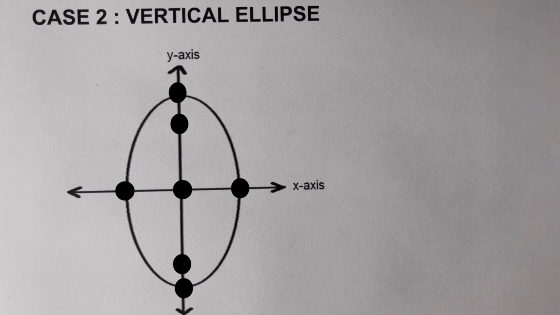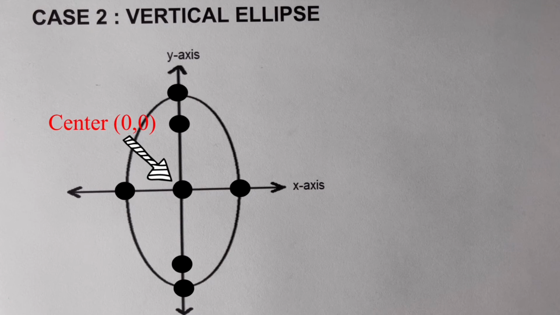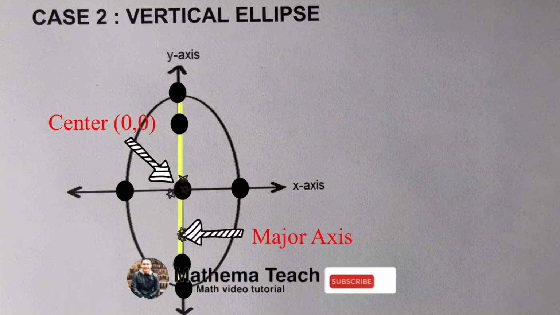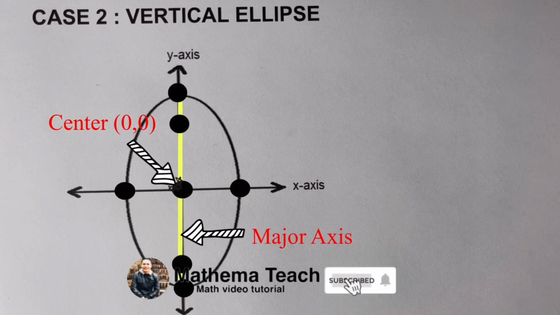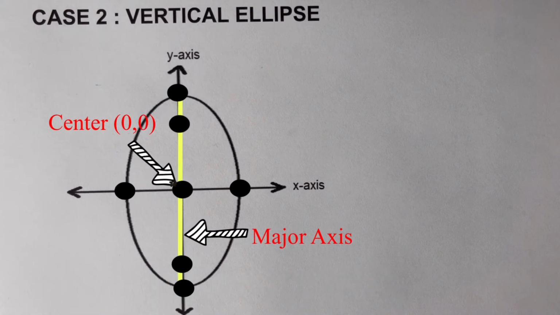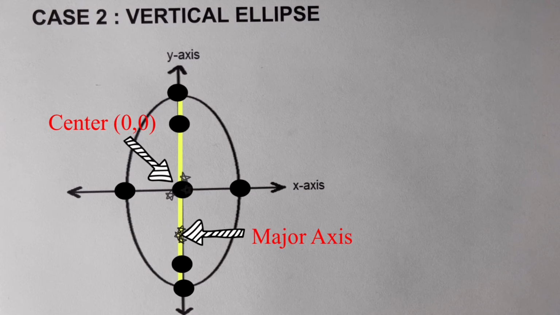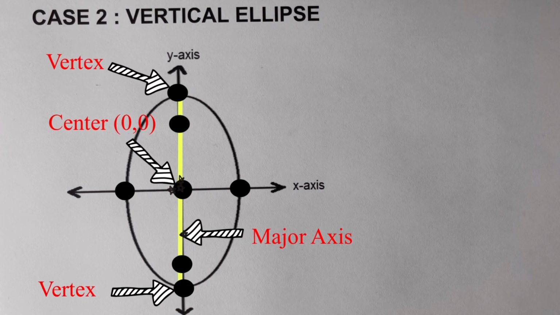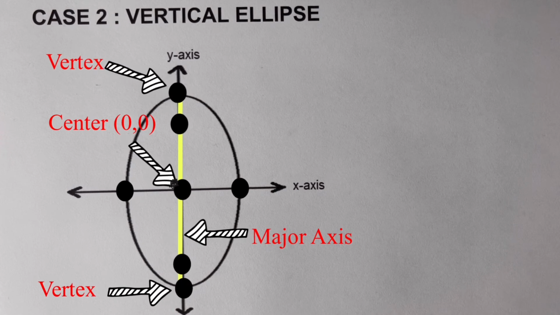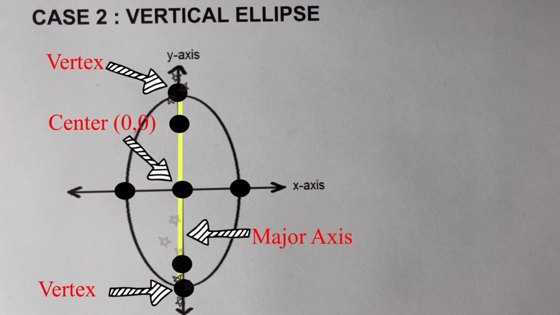For the second case of an ellipse, we pretty much have the same parts. The first part is the center. Again, this is halfway between the two diameters of an ellipse. We also have a major axis. This is the longer diameter of an ellipse that connects the two vertices passing through the center. Now, please notice that we call this a vertical ellipse because the major axis is the vertical line segment. We also have the parts which we call the vertex. There are two of them. We call them the two vertices. These are the two endpoints of the major axis.